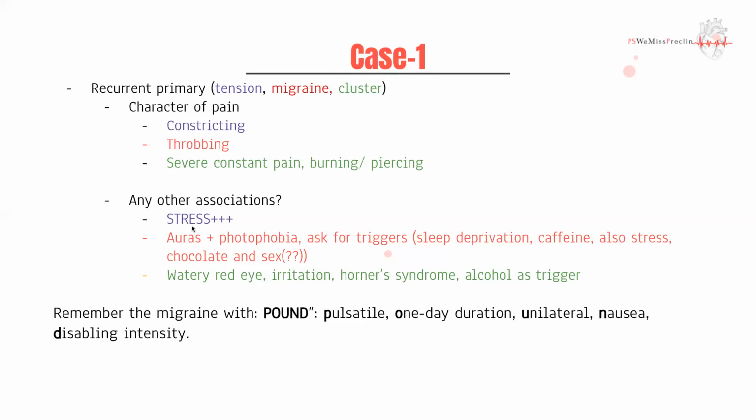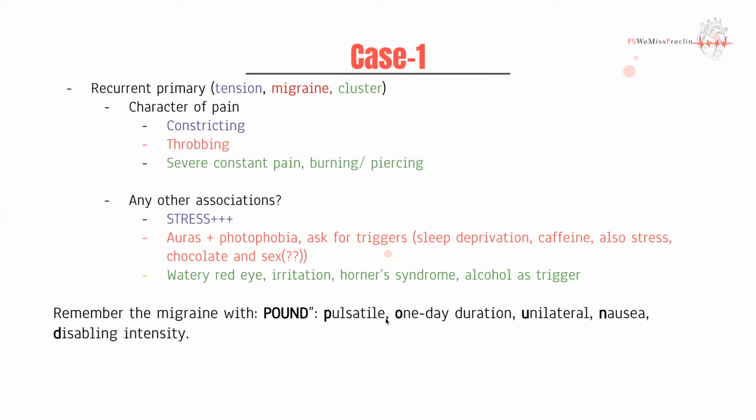Other associations, so stress, obviously a big one for tension headaches. We talked about auras and photophobia. It's always good to ask for triggers of migraine, because that's going to be a big part of your lifestyle intervention. Obviously, just asking the patient, do you have any triggers, might not be very useful. But you can ask if it's made worse after, let's say, periods of sleep deprivation, too much coffee, stress, and surprisingly enough, chocolate and sex are also considered to be migraine triggers. For cluster headaches associated with watery red eyes that I talked about, alcohol is considered a trigger, and they may also present with a Horner syndrome, which is your miosis, ptosis, and anhidrosis.